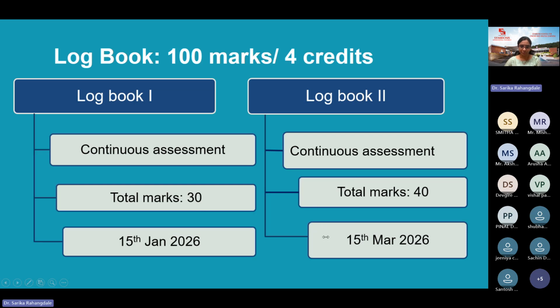So, logbook 1 is a continuous assessment, and logbook 2 is also part of continuous assessment. The submission timelines are 15th of January and 15th of March.